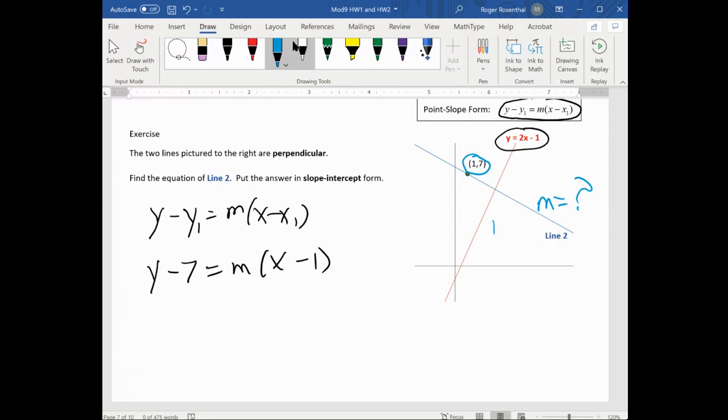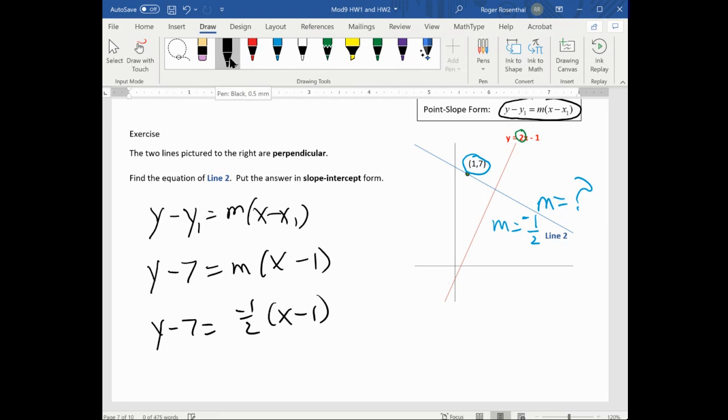Well, it turns out that the slope of the blue line is negative 1/2. Now, why is it negative 1/2? Well, remember, if two lines are perpendicular, their slopes will be reciprocals, which is where the 1/2 comes from. And they will also be opposite signs. And the slope of this one is positive, so the slope of this one must be negative. So that means we have y minus 7 equals negative 1/2 times x minus 1. All we need to do now is simplify this. Put it in slope-intercept form, and then we're done.